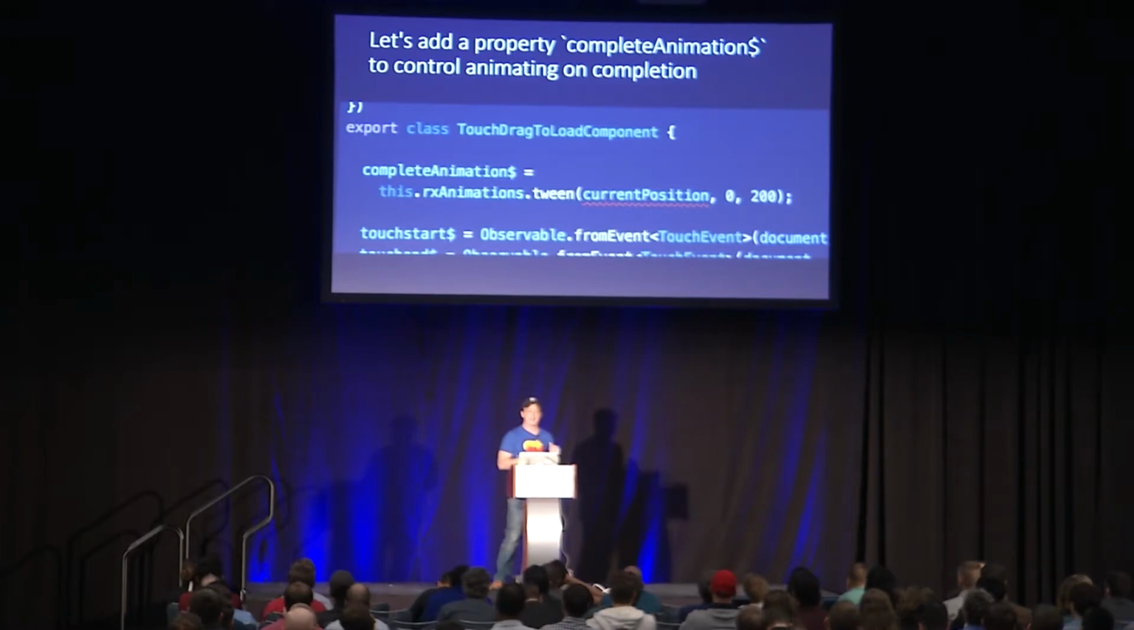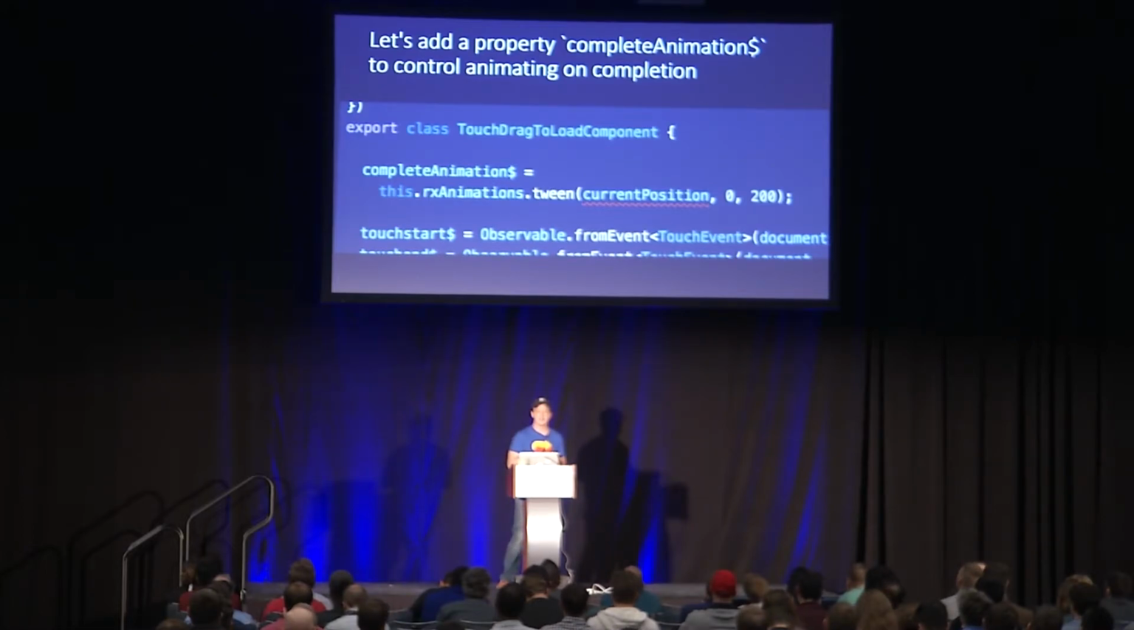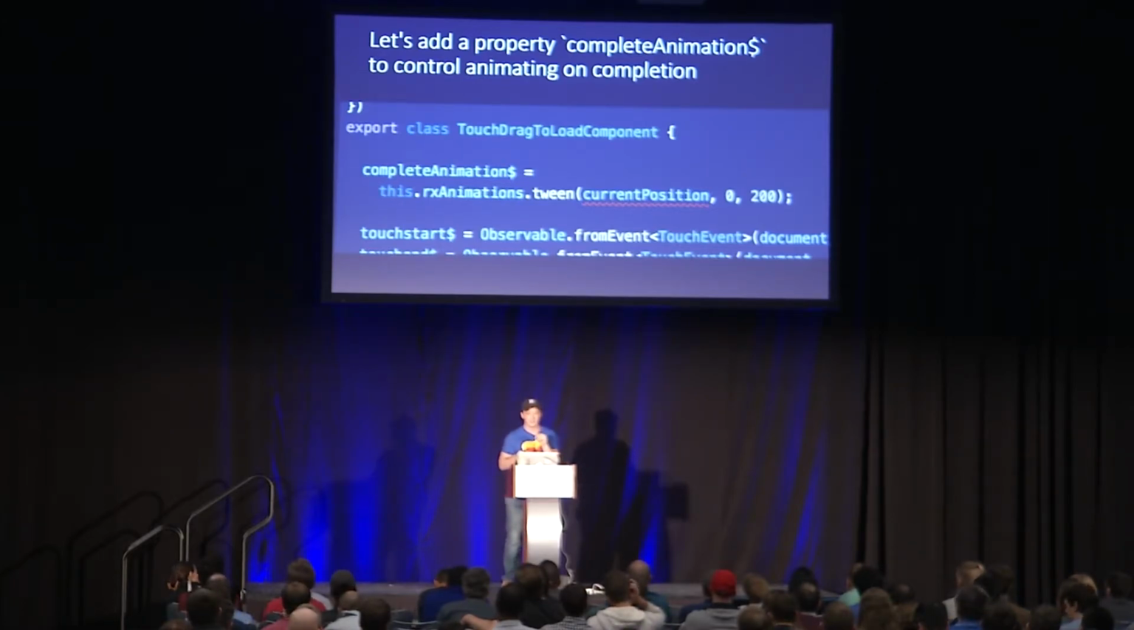So I'm going to add another property on here, and it's just called complete animations. The complete animation is just going to animate from whatever the current position is back. I'm not doing anything with this quite yet, but I know that whenever I complete, I want to get whatever the current position is, wherever that may be, and send it back to 0 in 200 milliseconds.